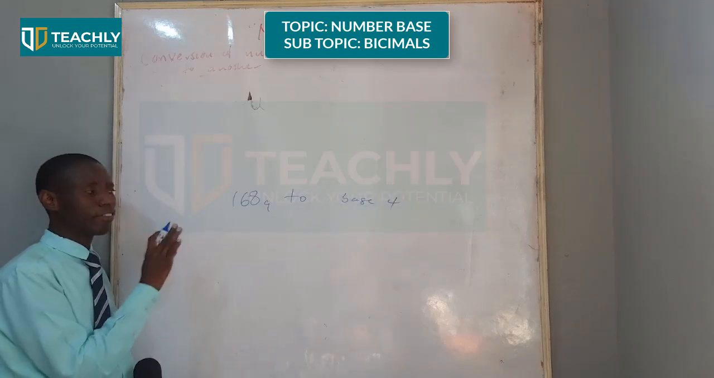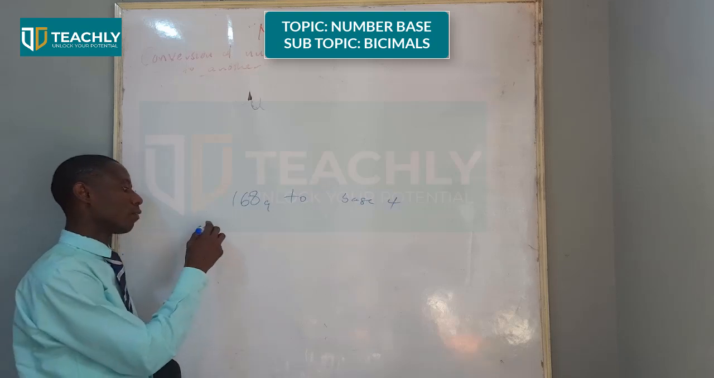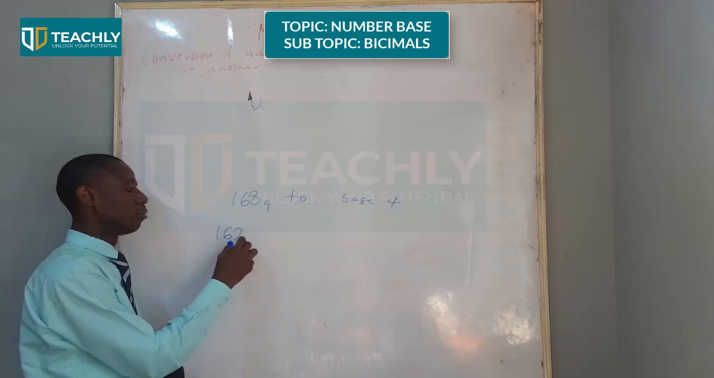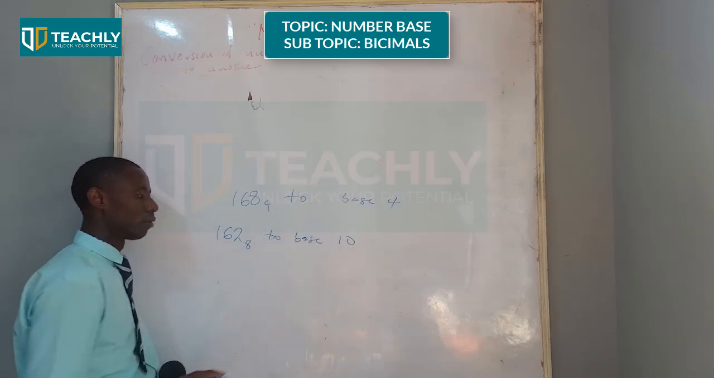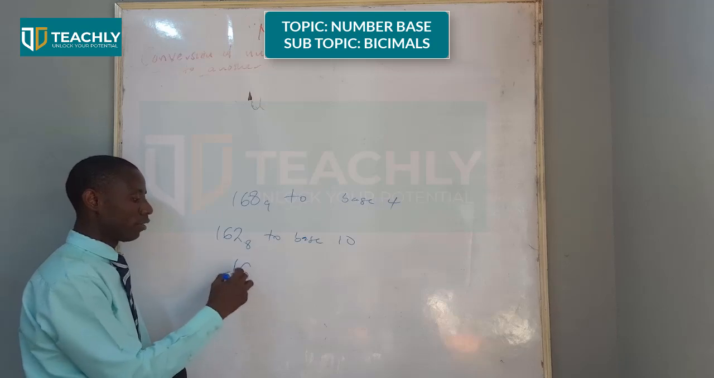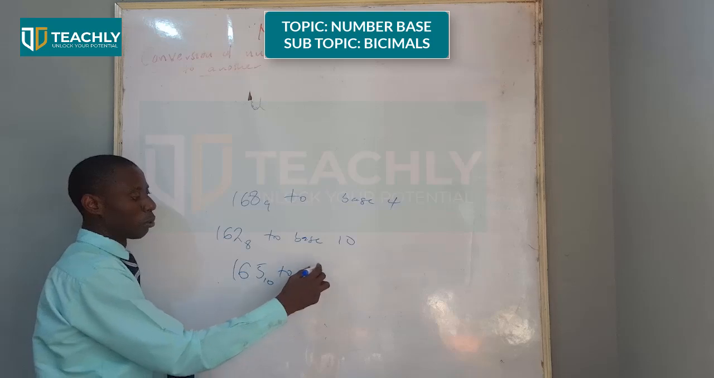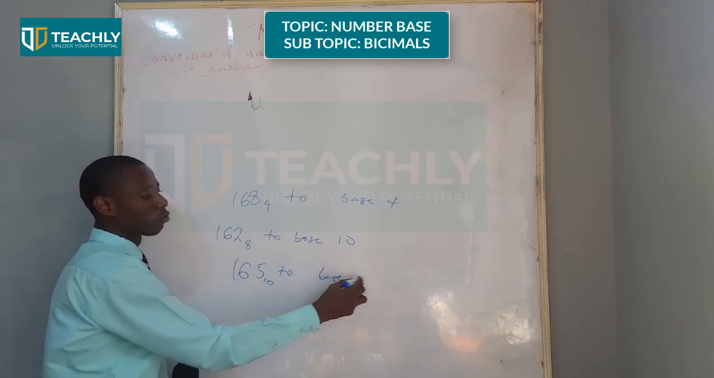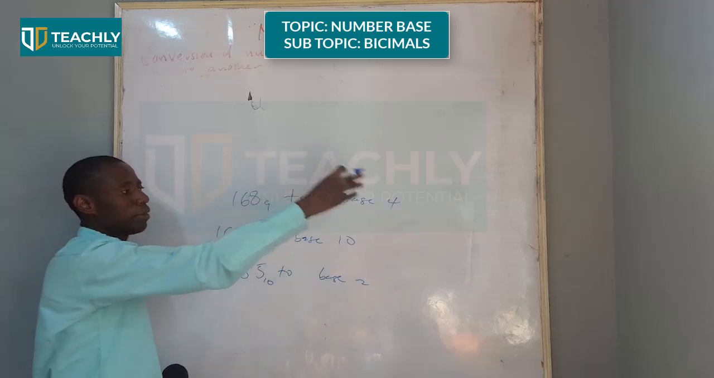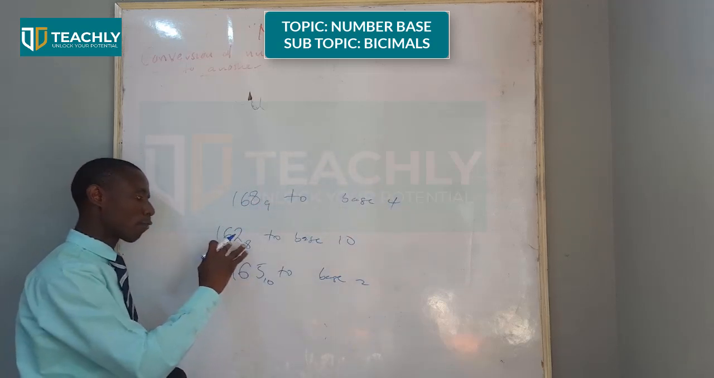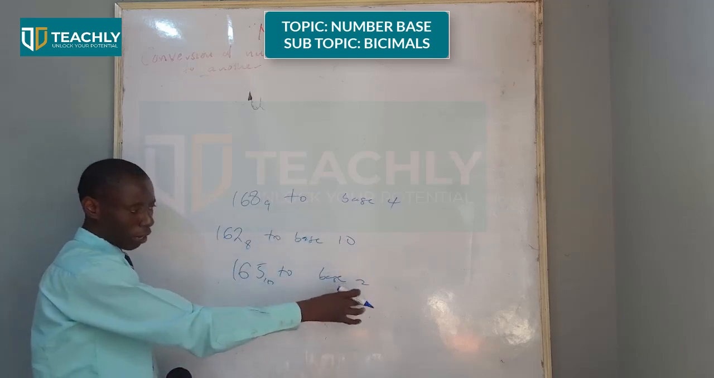You can see this one is quite different from what we have learned so far. What we have learned so far is, let's say you are given a number, 162 base 8. You can convert to base 10. And let's say you are given 165 base 10, you can convert to another base, maybe base 2. But we have not done how to convert from one base to another base. So we have done how to convert from one base to base 10, and also from base 10 back to another base.